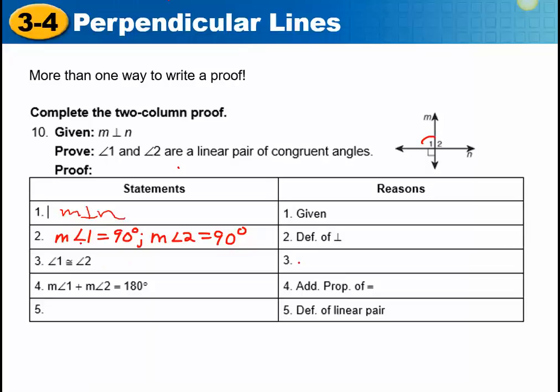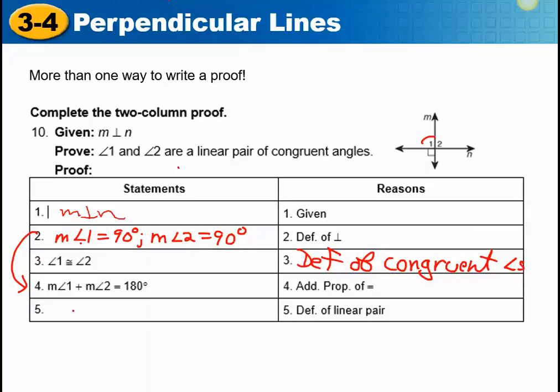That's the definition of congruence, or congruent angles if you want. If they have the same measure, then they're congruent to each other. Then we can use the addition property of equality to say that, well, the measure of angle 1 plus the measure of angle 2 is equal to 180 degrees. I just added them together.